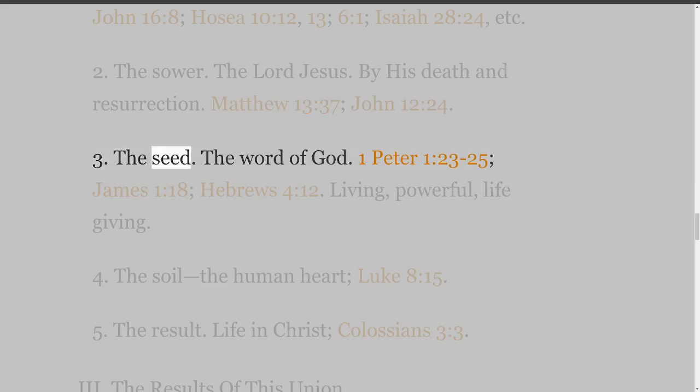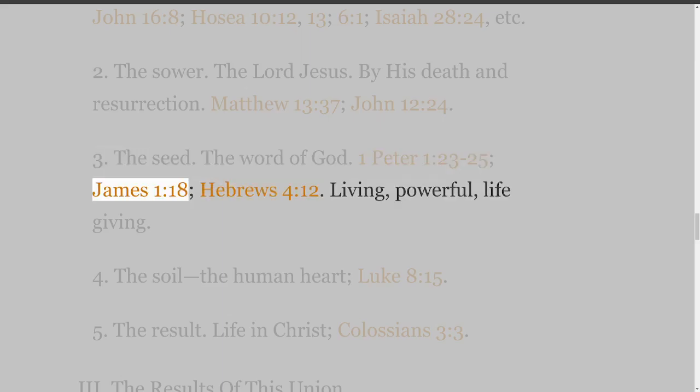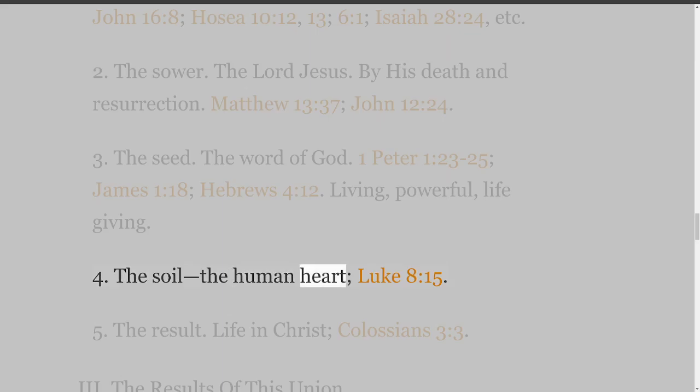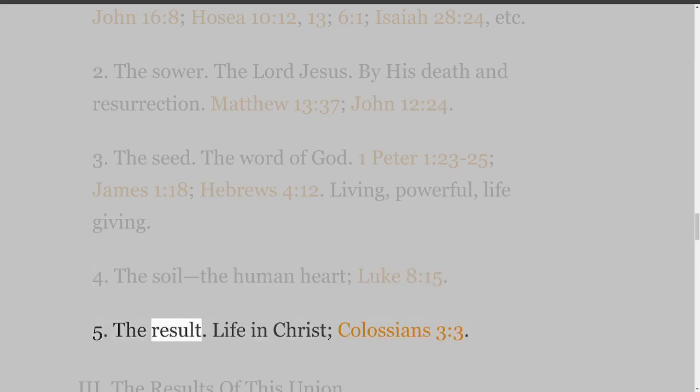3. The seed, the Word of God. 1 Peter 1, verses 23 to 25, James 1:18, Hebrews 4:12. Living, powerful, life-giving. 4. The soil, the human heart, Luke 8:15. 5. The result, life in Christ, Colossians 3:3.